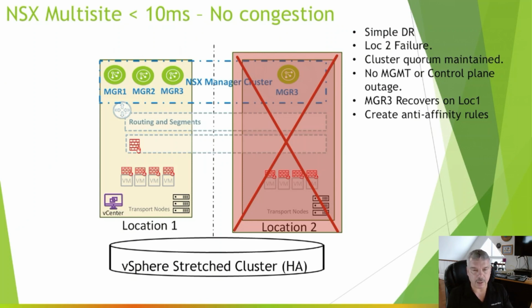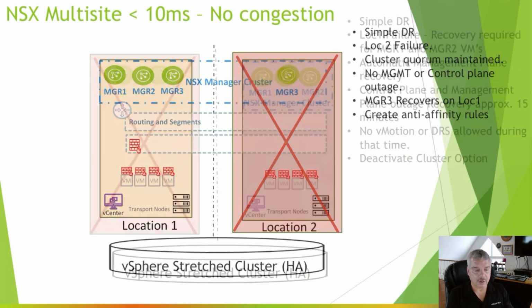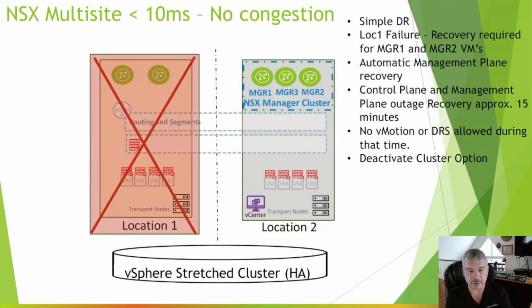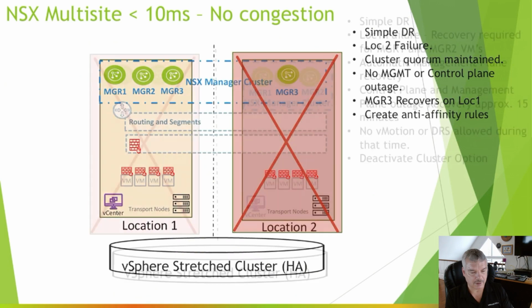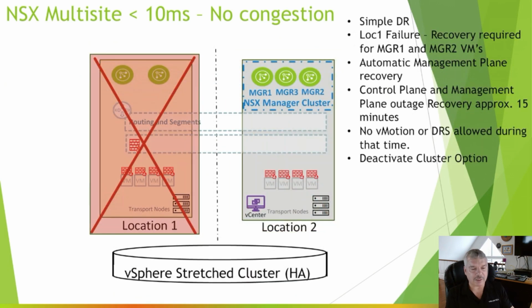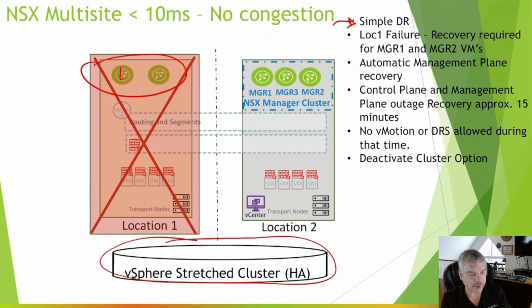Now, how about this? Suppose location 1 died. Let me clear all this. Okay, so let's say location 1 dies. Again, we still consider it a simple disaster recovery because it's automatic. We're using that vSphere HA again, like we talked about. So we lost managers 1 and 2. So we need to restart managers 1 and 2 at location 2 now.